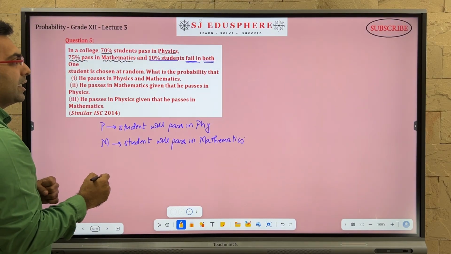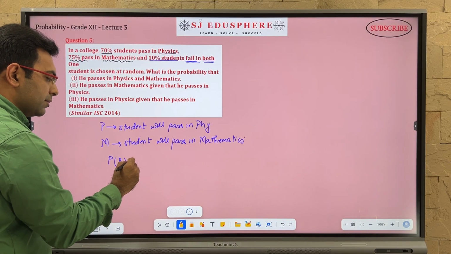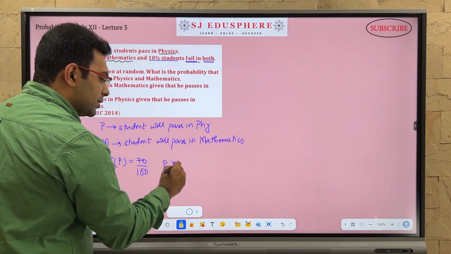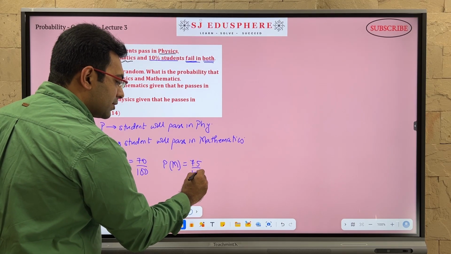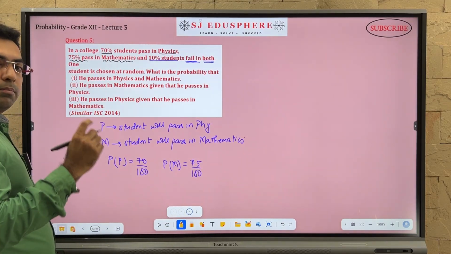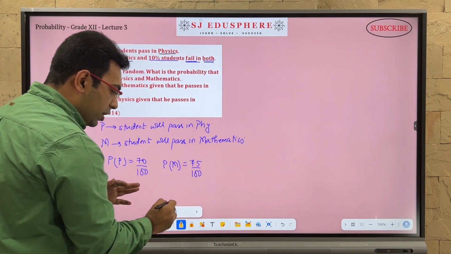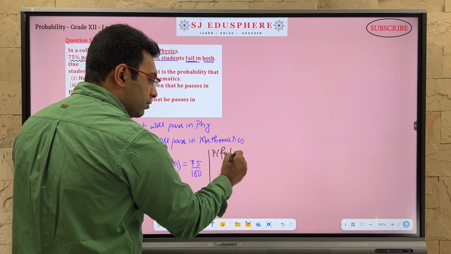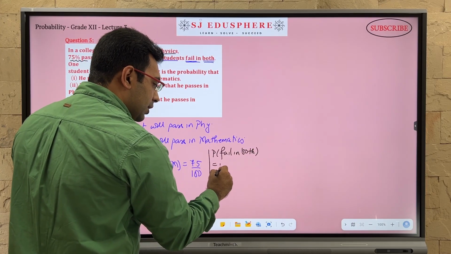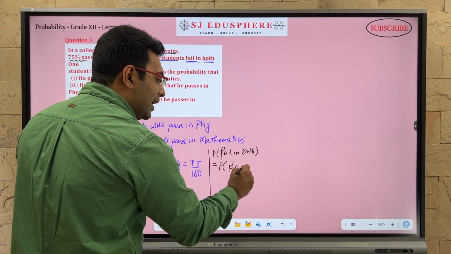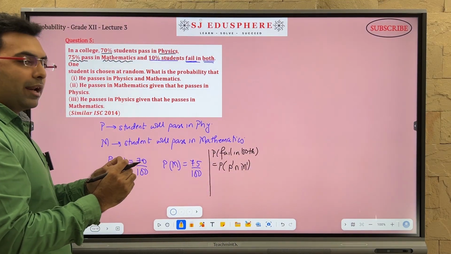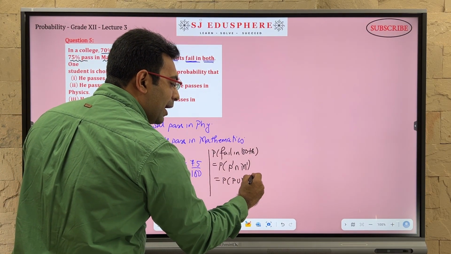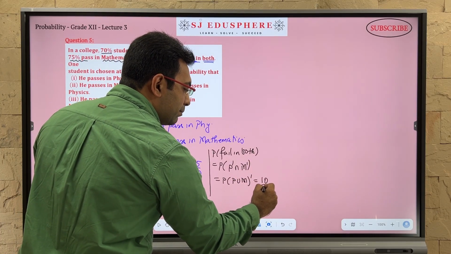Okay. My question says 70% of the students pass in physics, 75% of the students pass in mathematics, but 10% of students fail in both. Do not jump to the answer. Fail in both means the student failed in physics and he failed in maths. Get the symbol right, you will never go wrong. This actually is probability (P union M) complement, which is given to you as 10%.